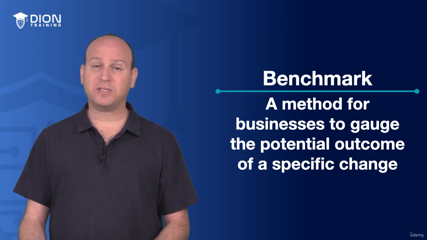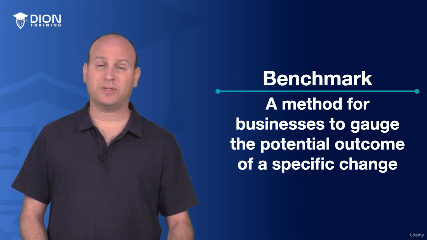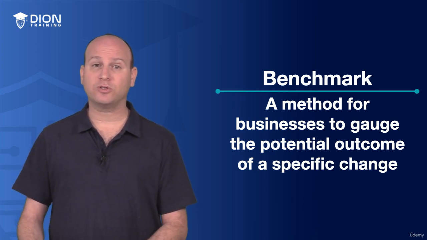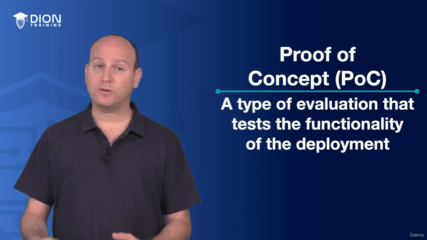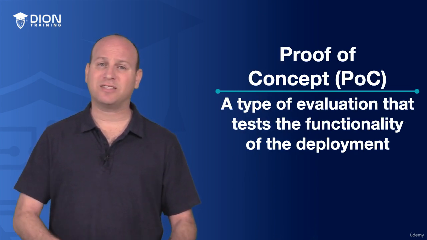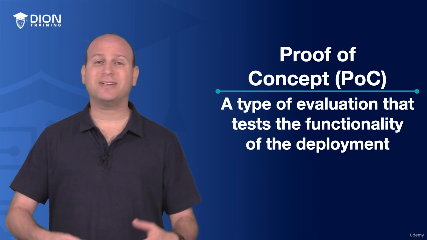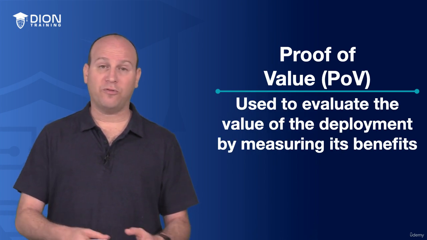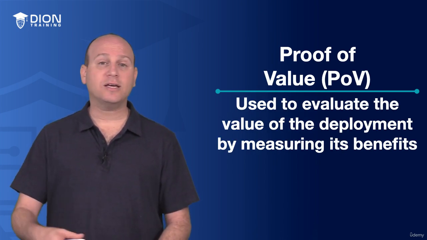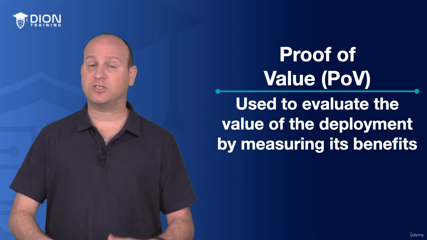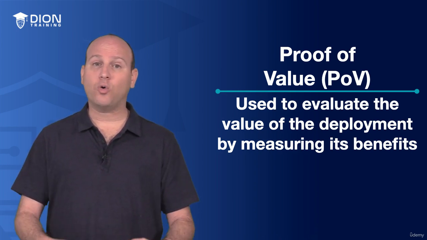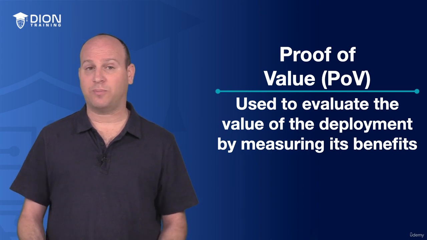Benchmarks are a method for businesses to gauge the potential outcome of a specific change by comparing their current results to the standard performance of their industry. And a proof of concept, or POC, is a type of evaluation that tests the functionality of the deployment and ensures that it is technically sound. A proof of value, or POV, on the other hand, is going to be used to evaluate the value of the deployment by measuring its benefits, such as its cost savings, time savings, or extended or additional services that it's going to provide.